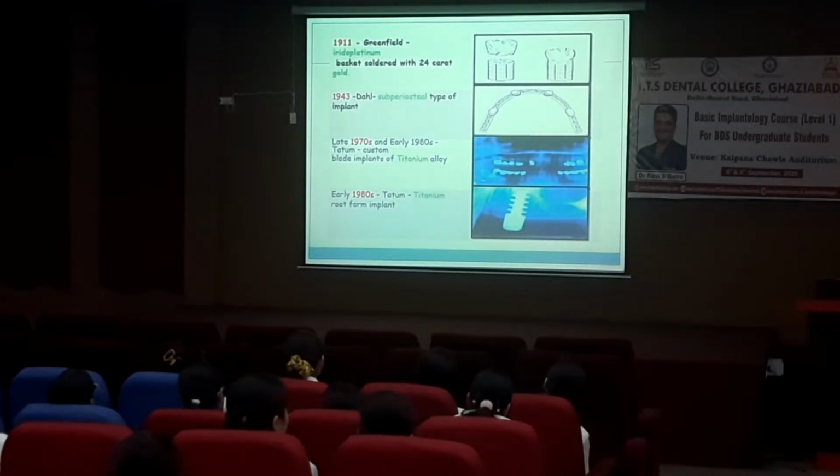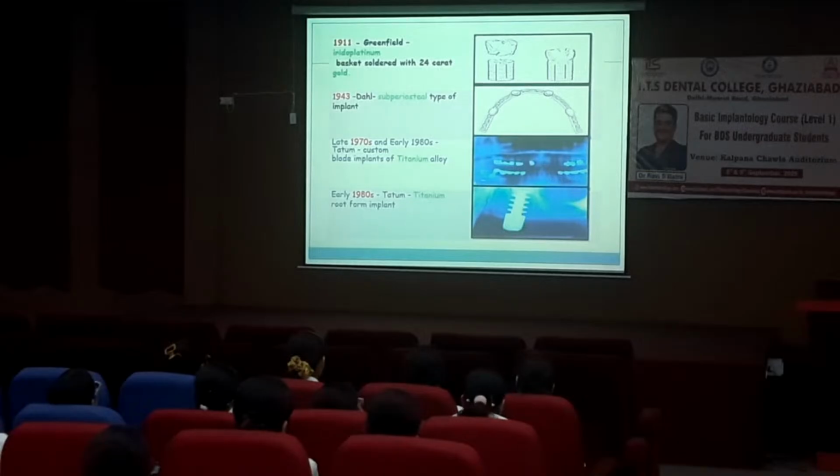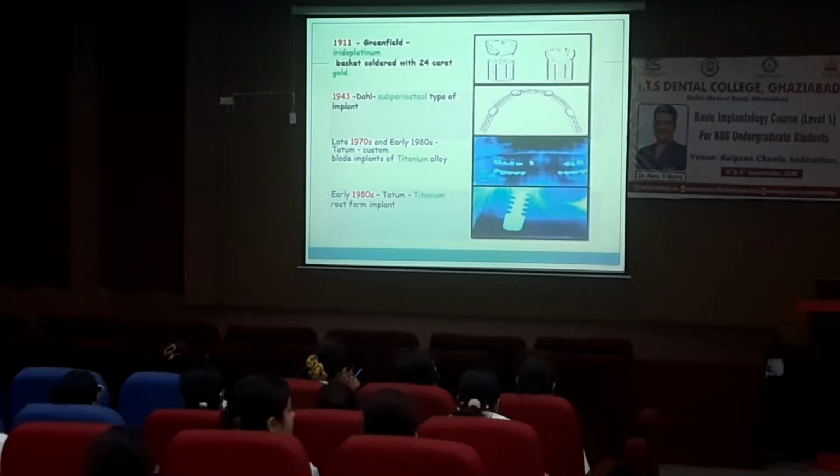These implants are subperiosteal, that means the implants are placed just below the periosteum. The main disadvantage of this type of implant is that because it is not inside the bone, it is above the bone. It rests over the bone, but there is some micro movement, and during forces there is some friction over the soft tissue. So most of the time inflammation is present around these implants. That's why nowadays these types of implants are not commonly used.